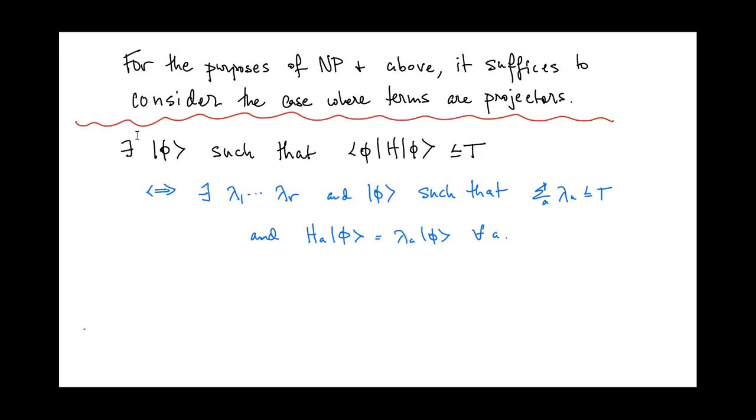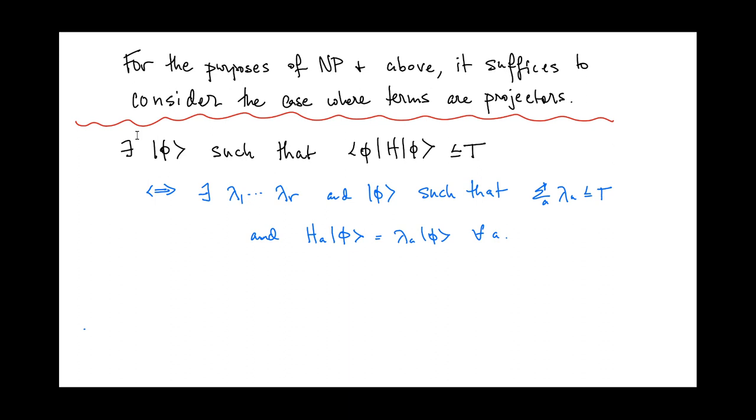Okay, so for the purposes of showing that things are in NP, it actually suffices to consider the case where each individual term is a projector. Suppose I want to know, is there a state whose energy is less than some threshold T? Well, if I'm a classical prover, I can tell you the vector of eigenvalues corresponding to a state, and then I can give you that quantum state. And as long as the sum of those eigenvalues is at most T, and the state that I give you is in fact an eigenvector of each individual term with the corresponding eigenvalue, then yes, I've handed you a state whose energy is at most T.